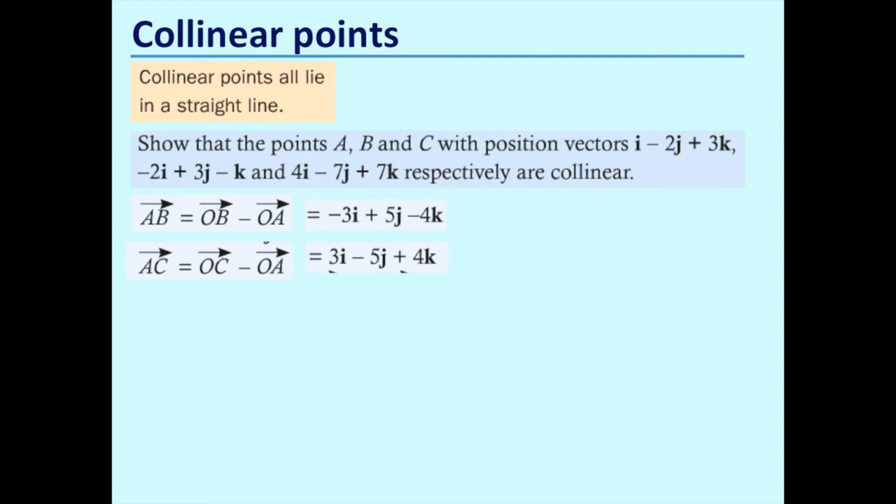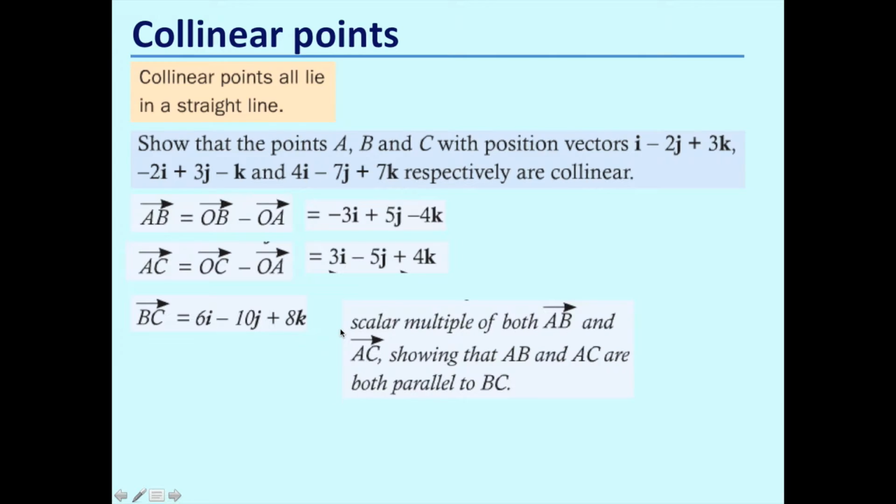We also need to show that BC will be on the same line. So here are AB and AC. We can also use the resultant formula to find BC, which equals this. And we should be able to recognize that BC is consequently twice AC. So if it's a scalar multiple of AC, then it must be parallel. And the fact that they have, again, point C in common means that this also lies on the line.